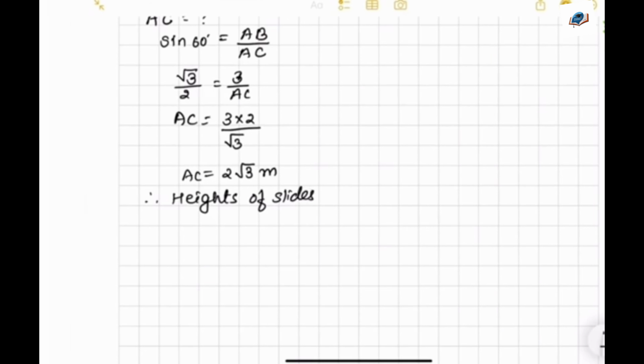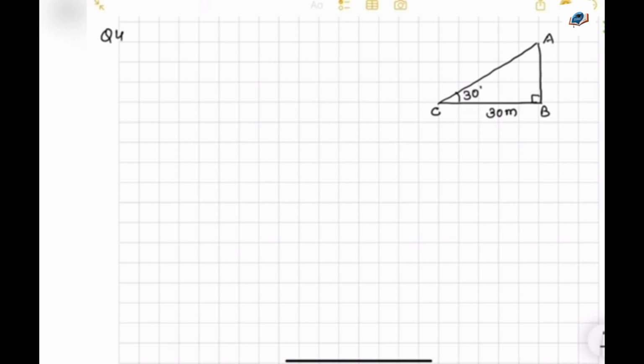Now the next question says the angle of elevation of the top of a tower from a point on the ground which is 30 meter away from the foot of the tower is 30 degree. Find the height of the tower. So let the tower be AB, foot B, BC equal to 30 meter, and angle C equal to 30 degree.